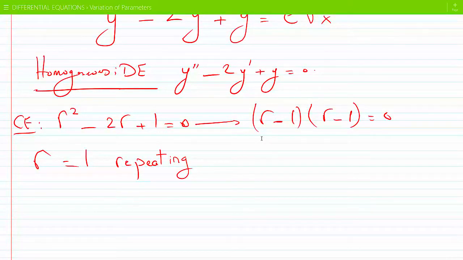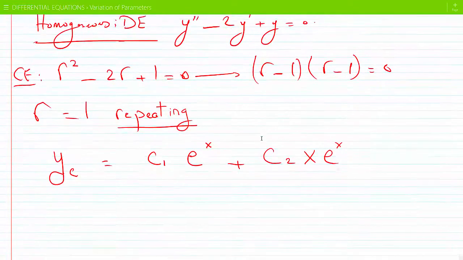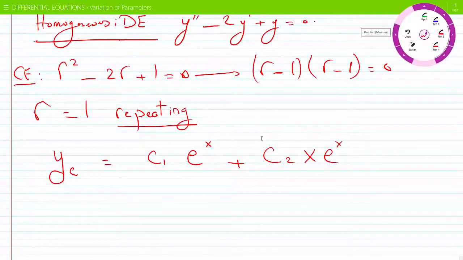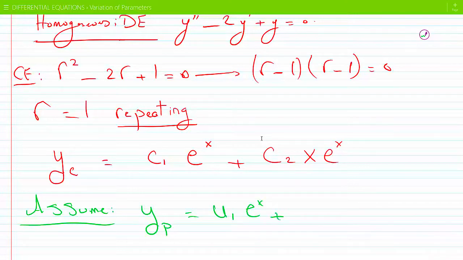we can take this and find the complementary solution, which is C1 e to the x plus C2 x e to the x, since this is a repeating root. And so now we will assume y particular of the form u1 e to the x plus u2 x e to the x.